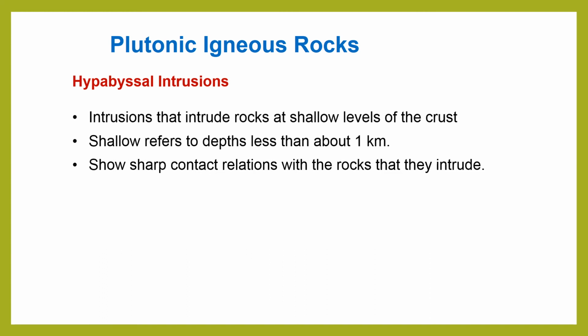Those intrusions show sharp contact relations with the rocks they intrude. So you can see just an abrupt change. You can see the rock and the intrusion, the host rock and the intrusion, and they have a very sharp contact. We have several types of hypabyssal intrusions, which include dikes, sills, and laccoliths.